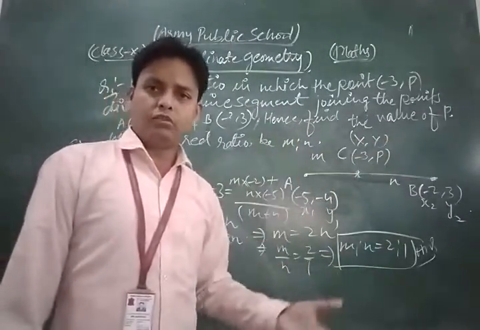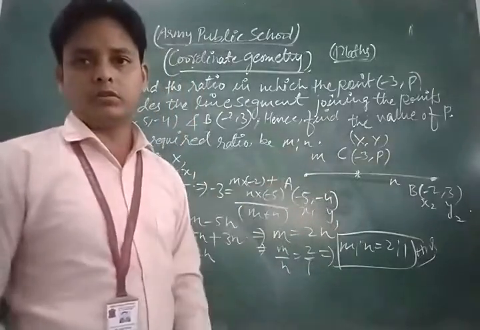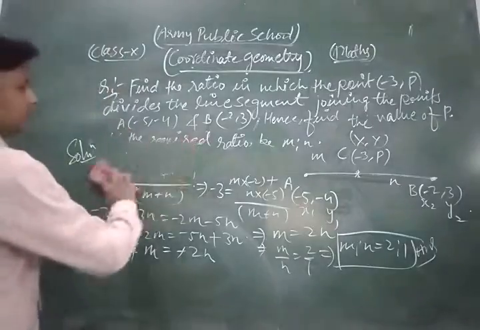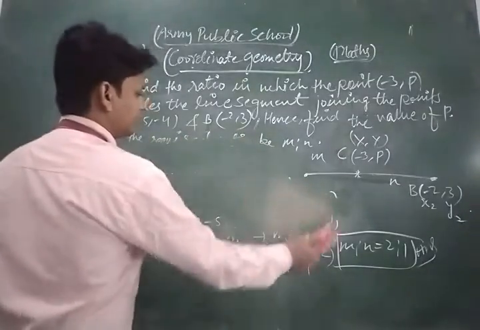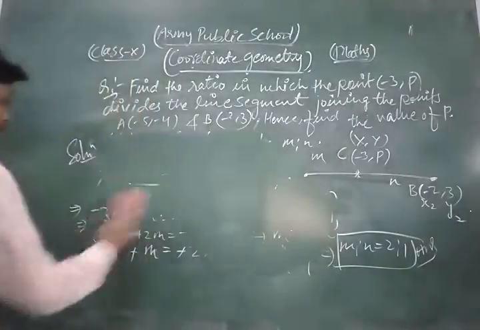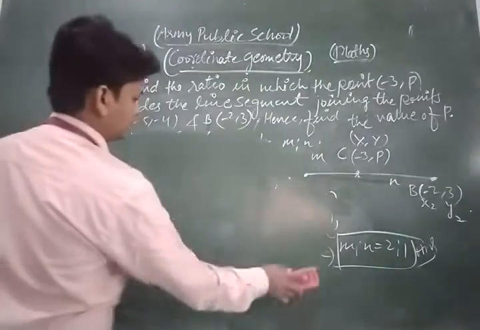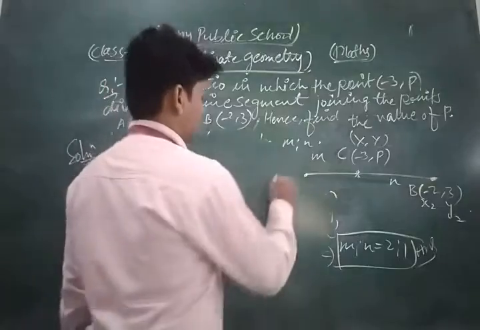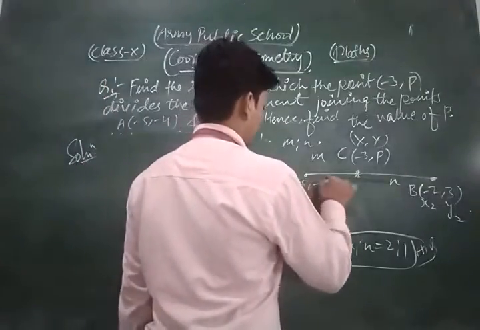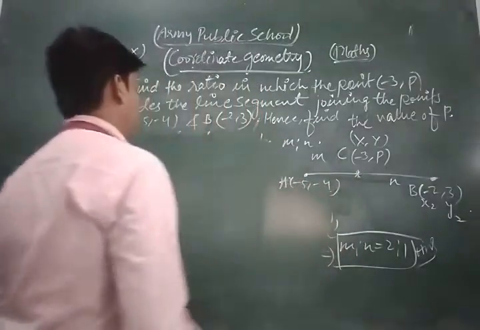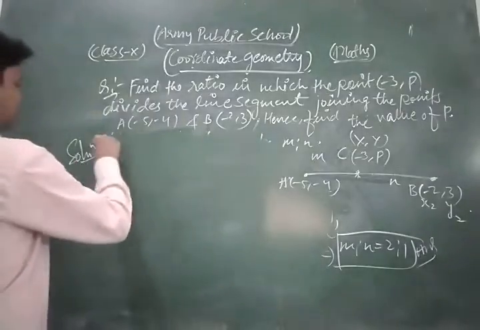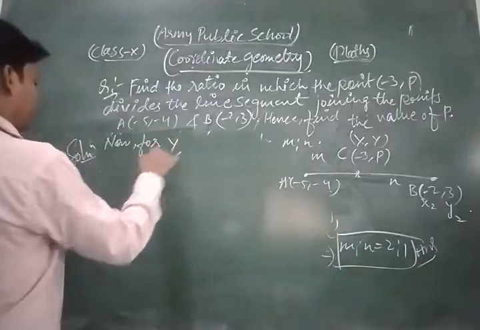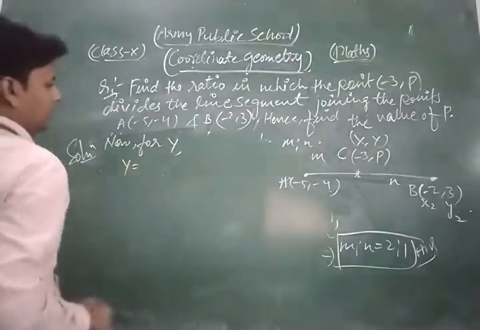So for that we apply the formula for the ordinate, that is for y. Look, the first point is minus 5 comma minus 4. Now look, for y, we apply the formula for y as what?